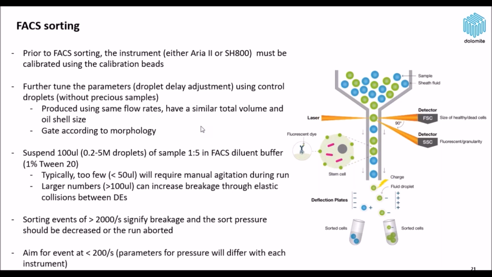If you notice that you have a sorting event rate of more than 2,000 per second, this strongly signifies that there will be breakage going on, and you can either lower your pressure on the FACS, or you can abort your run completely. Ideally, you want to be aiming for just under 200 events per second, and again, the parameters for pressure will differ with each instrument.